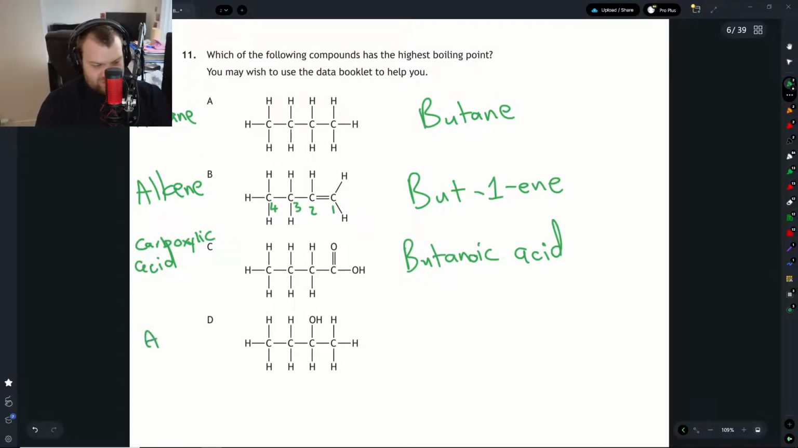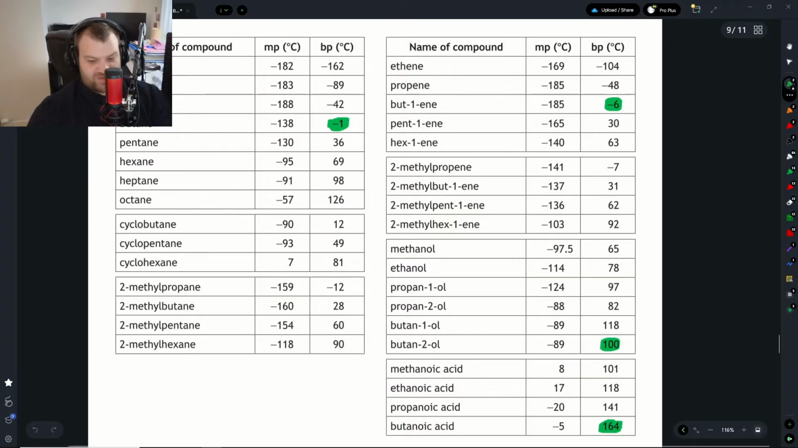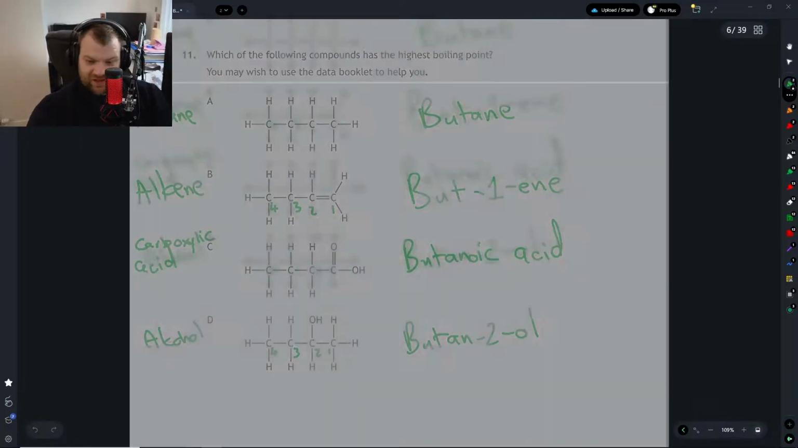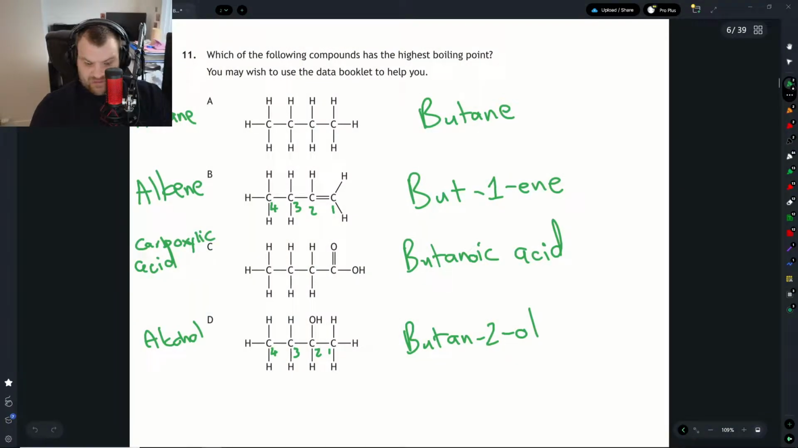And then next up, we have an alcohol, butanol, which is the one that we're wanting to deal with there. This means the highest value is going to be butanoic acid. And that would be our correct answer, which is C.